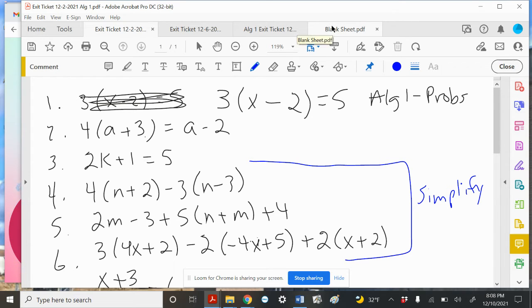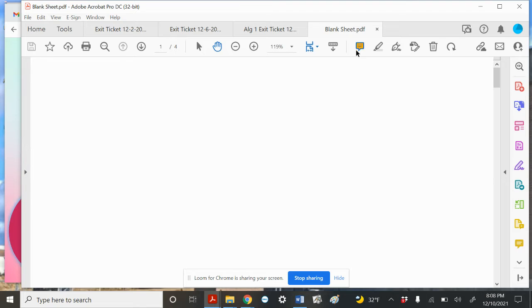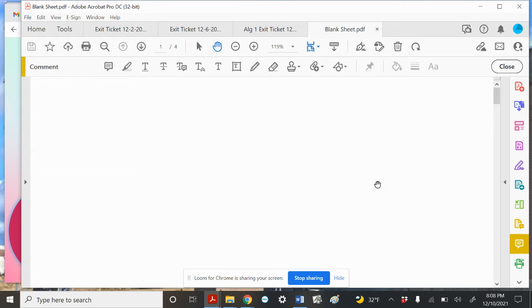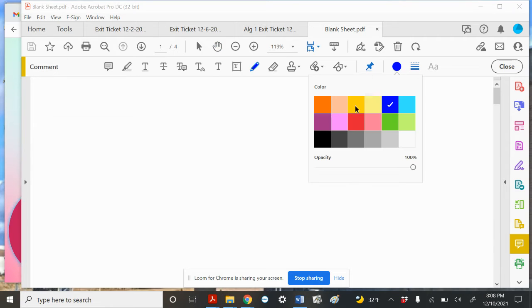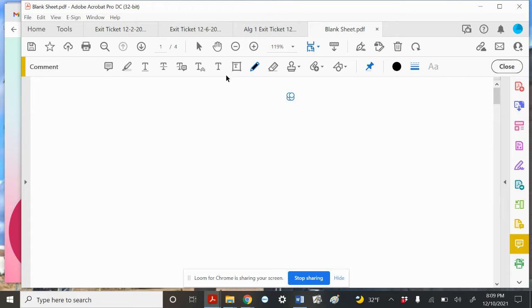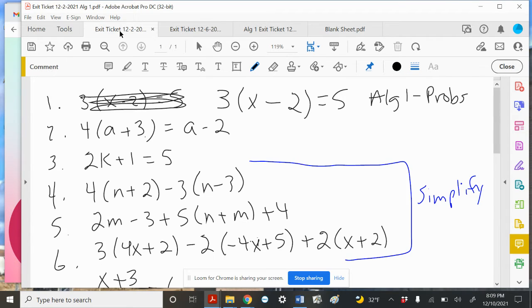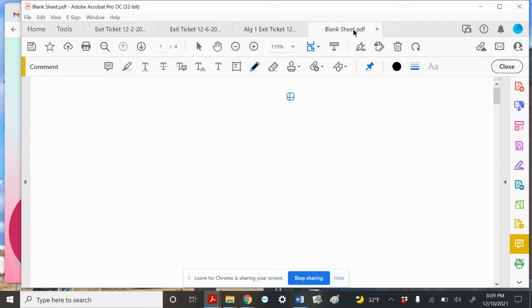So we're going to move over to another sheet of paper. When we move over to that sheet of paper, we're going to, of course, write down that problem. We're going to write down the first problems and just kind of start going through them. So I have 3 times x minus 2 equals 5.